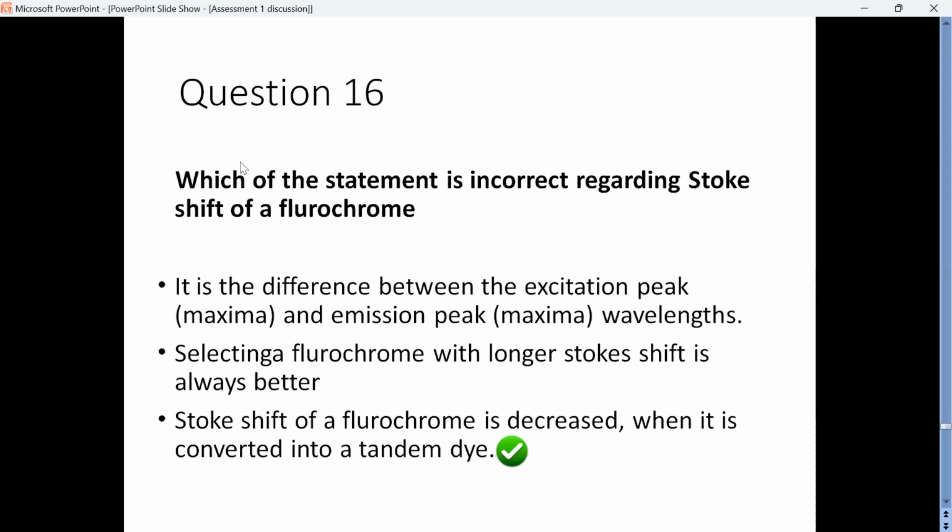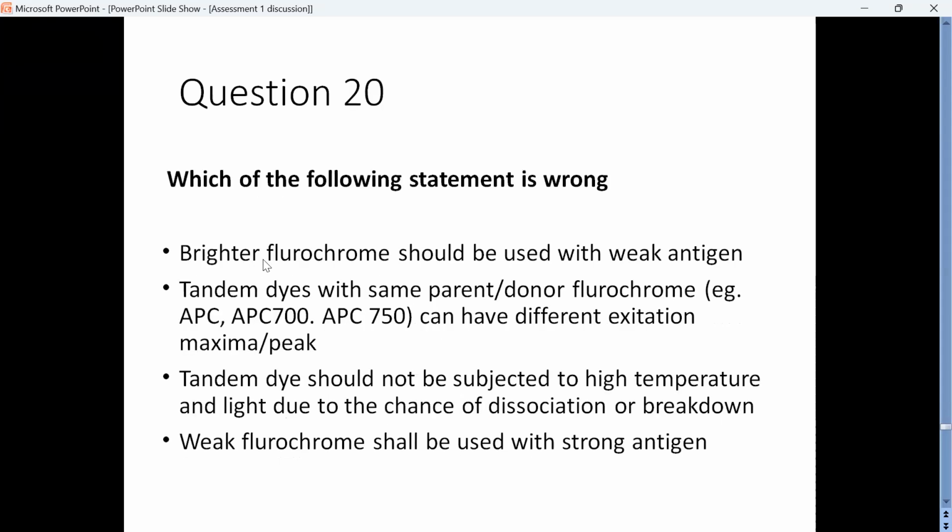Which of the following statements is wrong? Brighter fluorochrome should be used with weak antigen. Correct, this combination is correct. Tandem dyes with the same parent or donor fluorochrome have different excitation maxima. No. Tandems with the same parent or donor fluorochrome by rule should have the same excitation, right? It has to be excited by the same laser because the parent is the same. So the excitation peak or maxima should be the same for all the tandem fluorochromes.